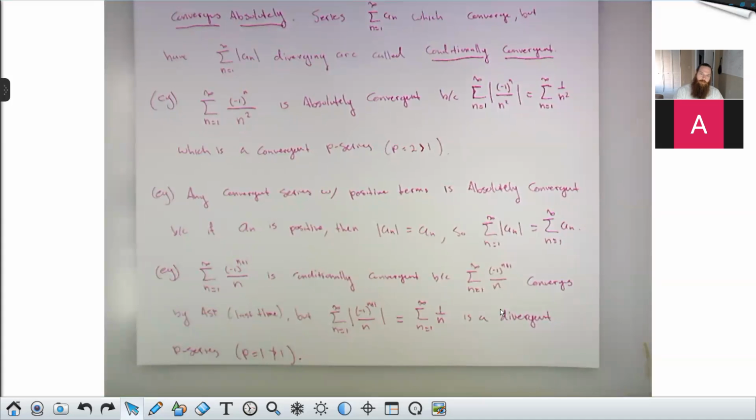So a few examples of absolutely convergent series and conditionally convergent series. A handful of problems in your homework this week ask you to classify series as absolutely convergent, conditionally convergent, and divergent. Every series lands in one of those boxes, and there is no overlap between those boxes. So every series is either conditionally convergent, absolutely convergent, or divergent. Questions on the definition or any of these examples here?